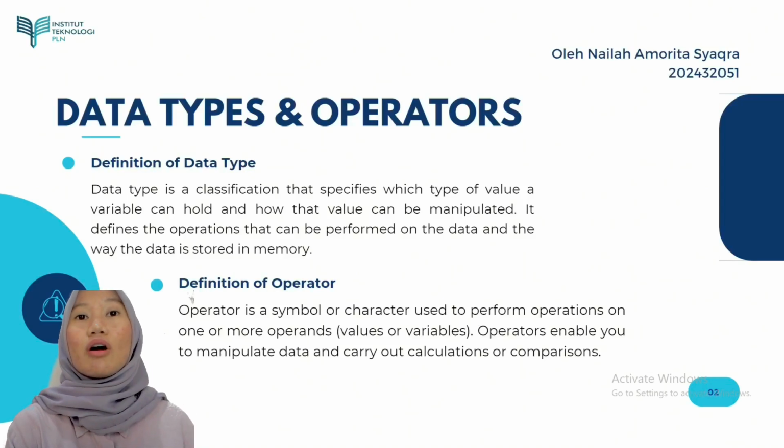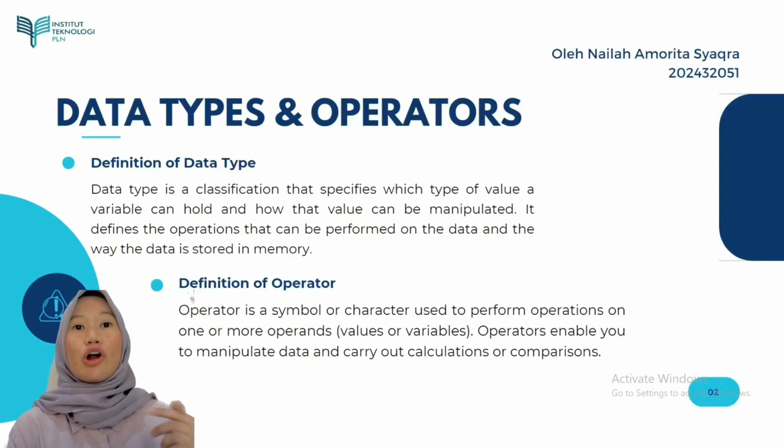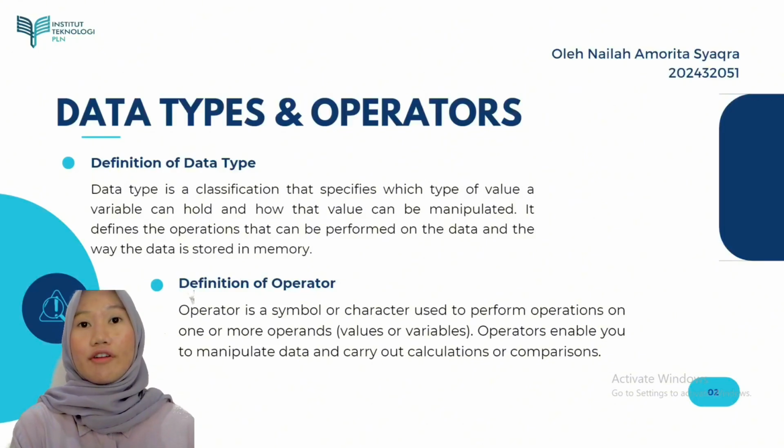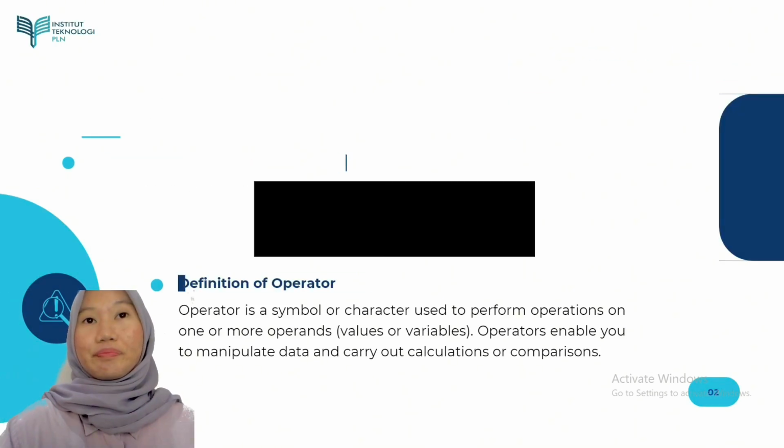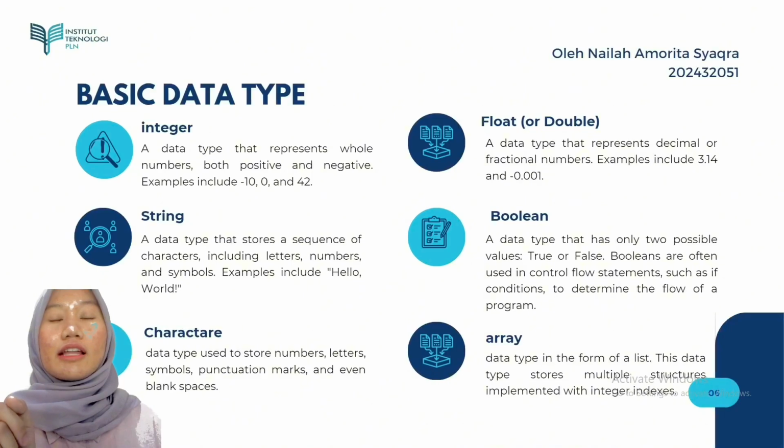Okay, next is the definition of operator. Operator is a symbol or character used to perform operations on one or more operands, values, or variables. Operators enable you to manipulate data and carry out calculations or comparisons.